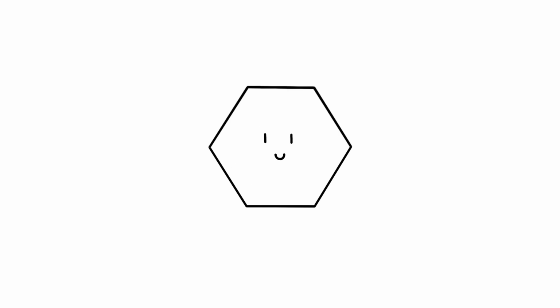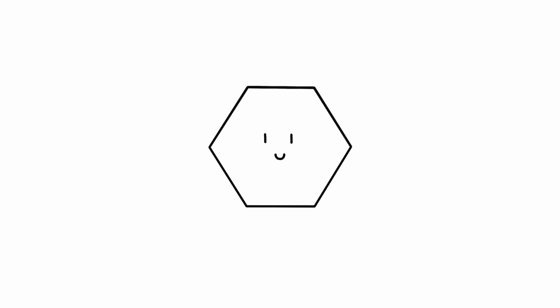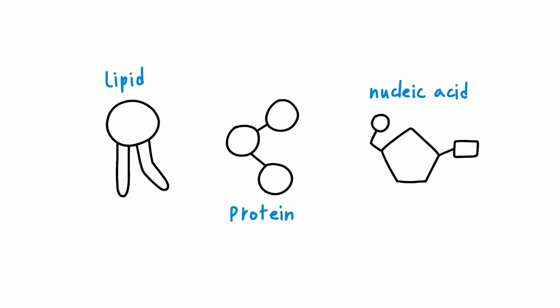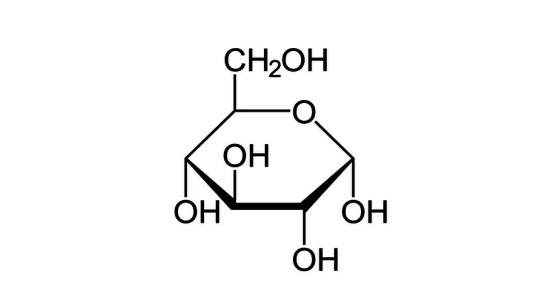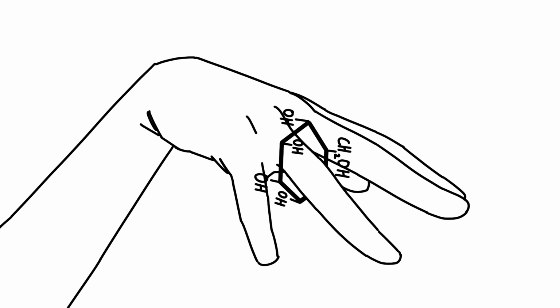Hi, I'm Carbohydrates, and I'm present in your favorite fast foods. I'm one of the 4 macromolecules. The 3 other ones are lipids, proteins, and nucleic acids. As you can see, I contain carbon, hydrogen, and oxygen, and look like a ring. No, not the one you wear on your finger.